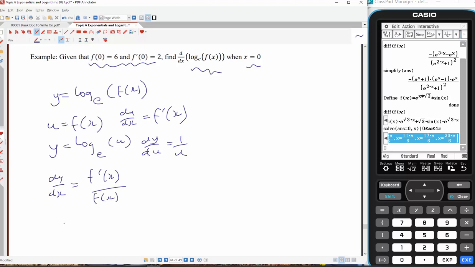That's that there. So we're going to sub x is equal to 0 into this, so dy/dx equals f dash 0 over f of 0. Now this is important: f dash 0 they've told us is 2, over f of 0 which is 6, so it is 1/3 at x is equal to 0.